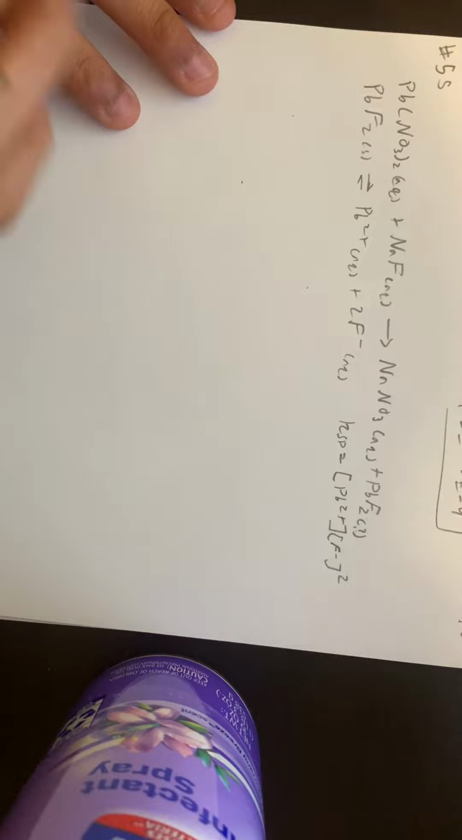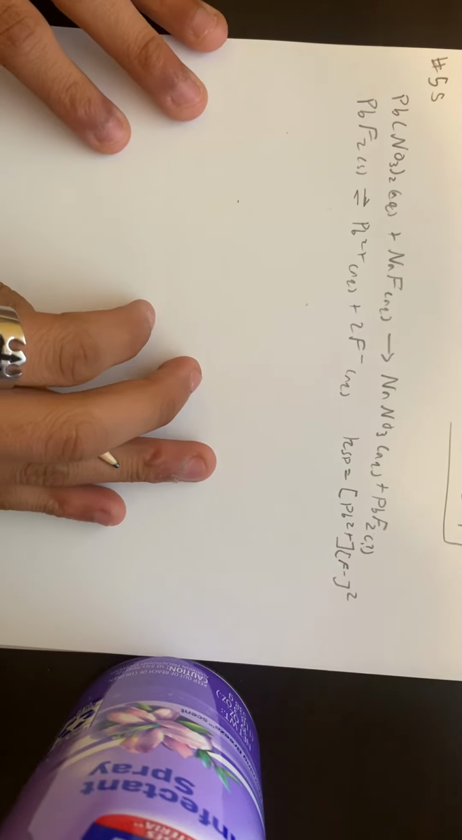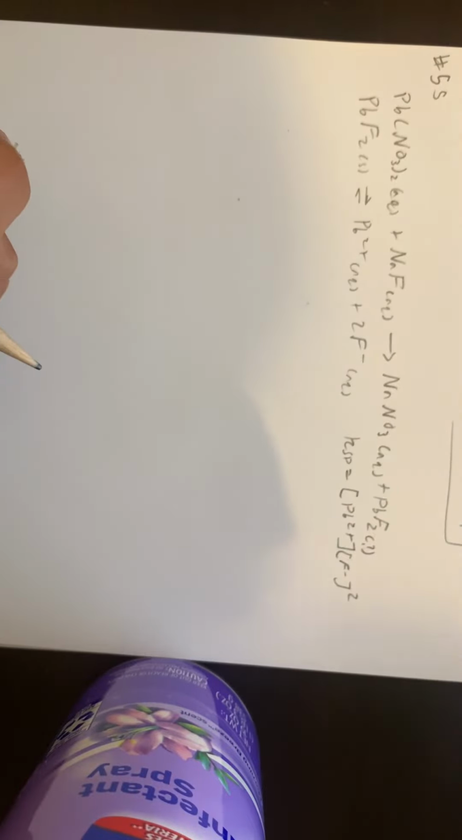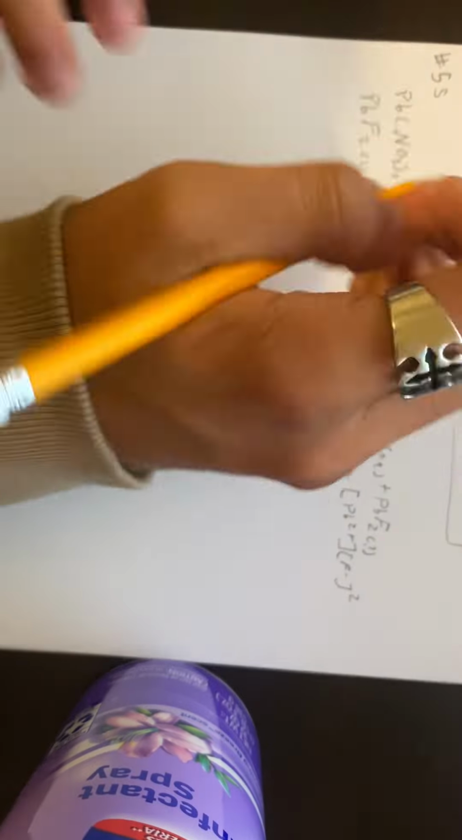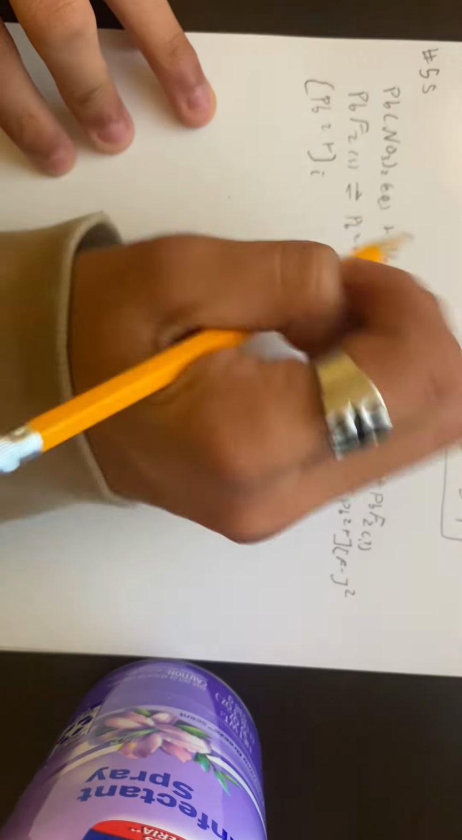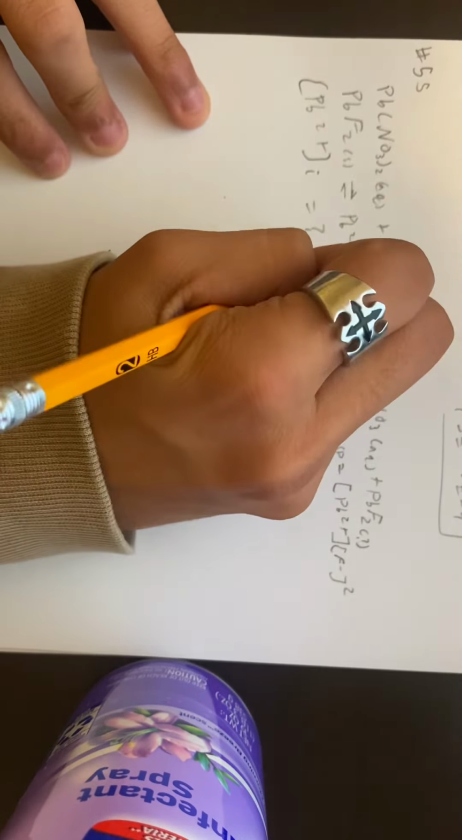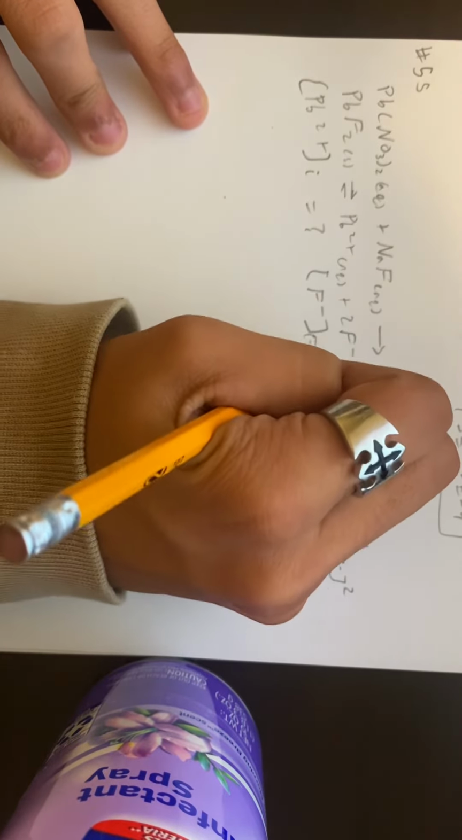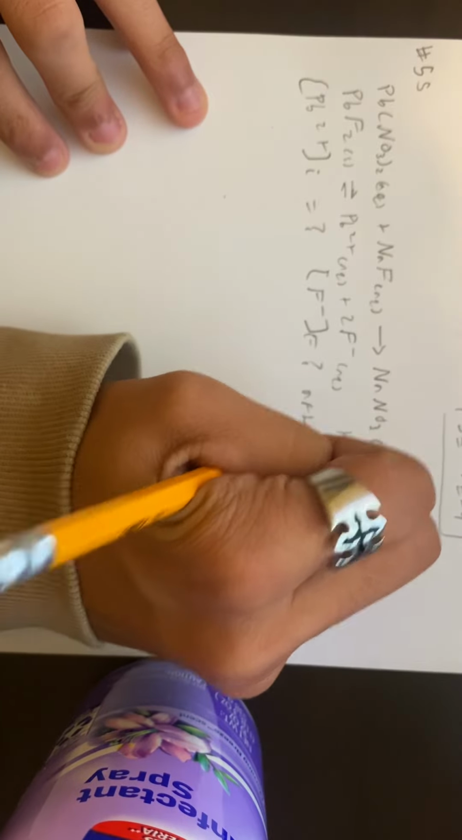All right. So, as we know, we need to test if this is saturated, unsaturated, or supersaturated. The test letter is Q and will be compared to K. Q is always set at I, or the initial concentration. So we need to find the concentration of Pb2 plus at I, and the concentration of F minus at I as well. We don't know it, and this is after mixing.